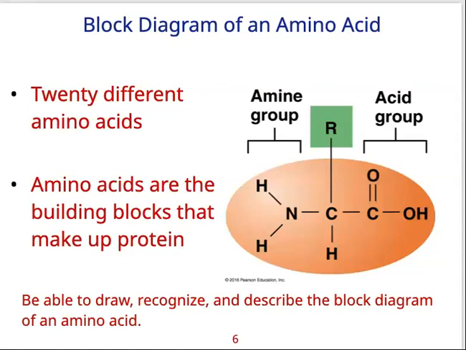So take a moment to pause this video here and make sure you can draw out this block diagram of amino acid in this form, but also in the organic chemistry shorthand. And we can practice that during class as well.